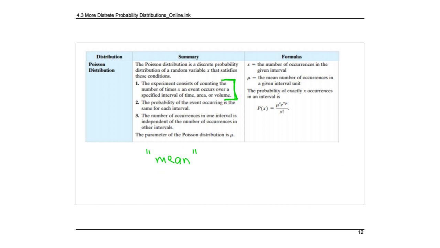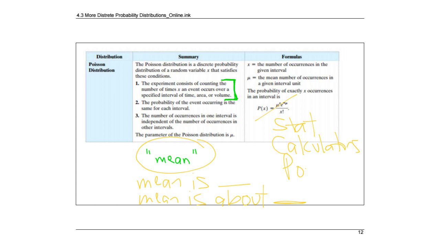Okay, then finally we have Poisson. If we see that the mean is something, so it's given, or the mean is about, that's okay. The point is that they give it to you. Then we have a Poisson distribution. So we're going to go into stat, calculators, Poisson. We are going to give the mean and then fill in the probability of however they're asking for it.